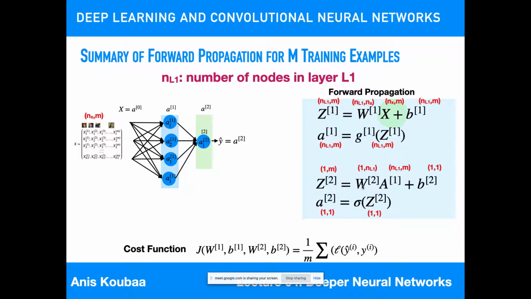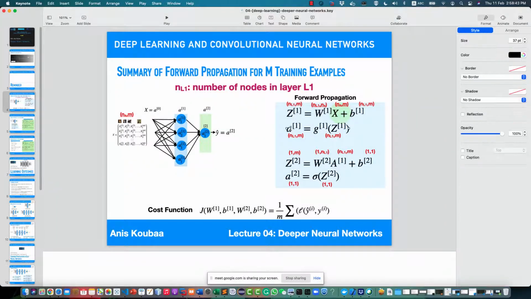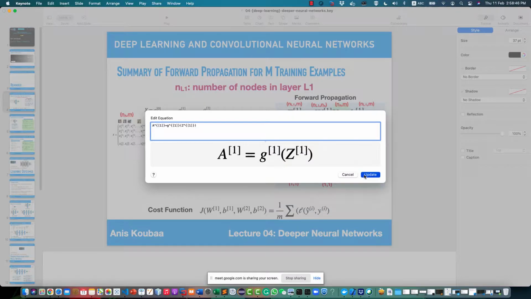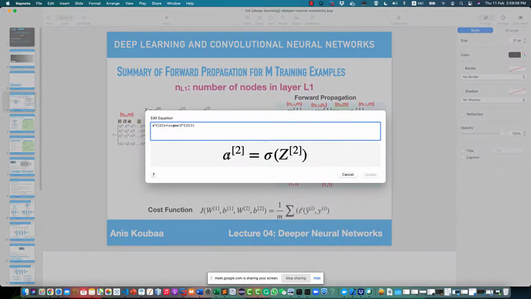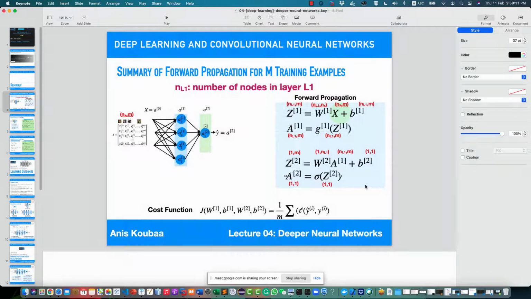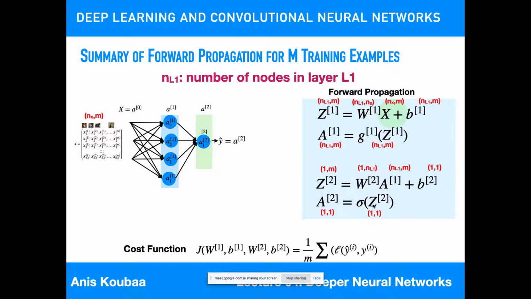So here Z2 we calculate as W2, which is the weight in this layer, multiplied by A1, where A1 is the output. I have a small mistake I need to fix: here A is capital. A capital means that we are training on M training examples, and if I put A small, it means for one training example. Since we have M training examples, we multiply W2 by A1 plus B2, which is the bias in the output layer, and finally we apply the nonlinear function and calculate A2 equals sigma of Z2.